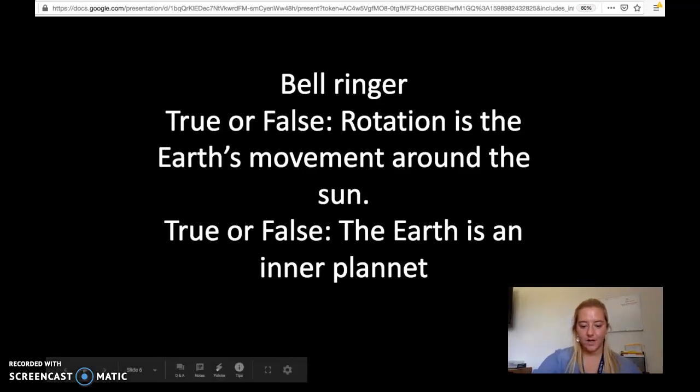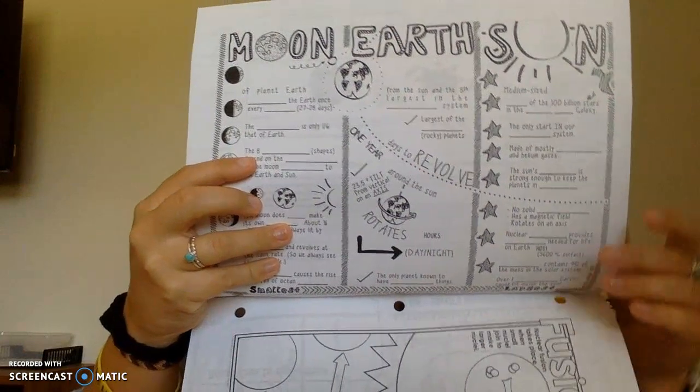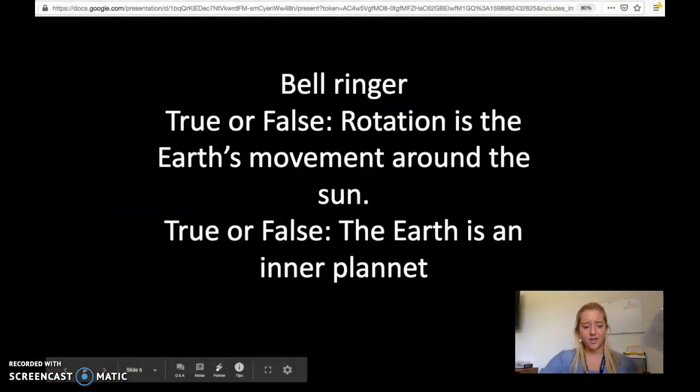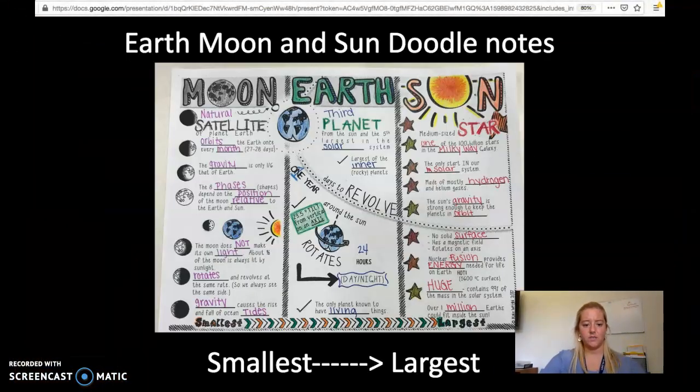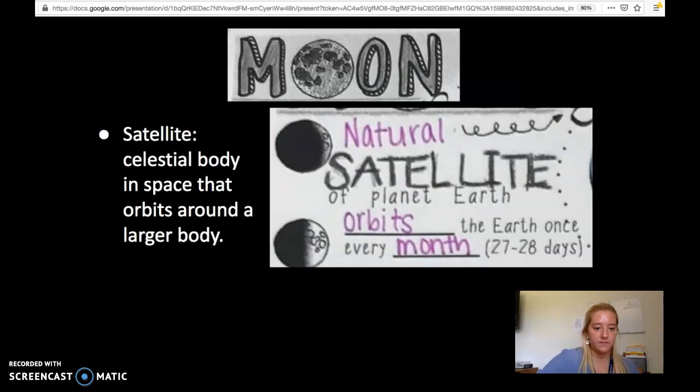So if you will, go ahead and turn into your notes. Remember, again, they look like this. Go ahead and turn there. We're going to get started with our lecture. This is where we're going. So just to give you a general idea, the moon is actually smaller than the Earth, and the Earth is smaller than the sun, so just a general relative size here.